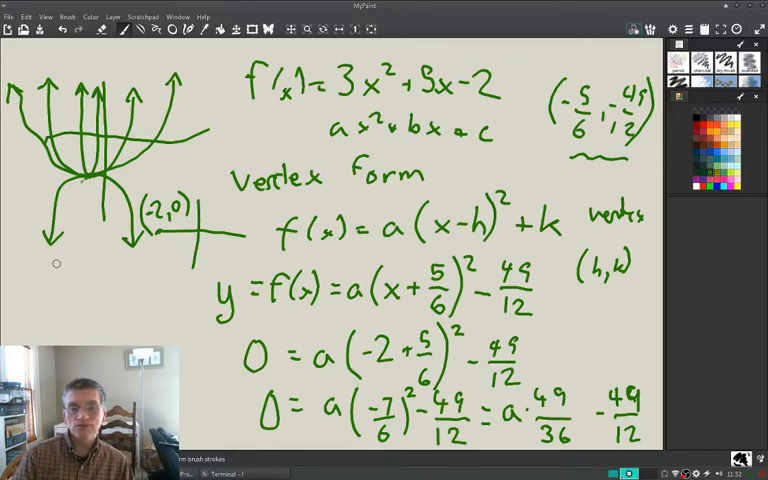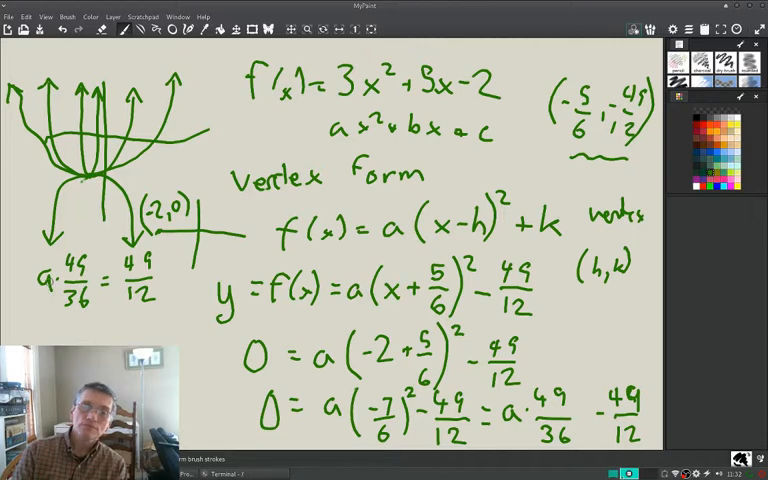I'm running out of room here. This all equals 0. I'm going to move that to the other side and then just wave my hand and say a times 49 over 36 equals 49 over 12. Let's see. These are the same. This is 3 times that. So if a was 3, this would work out. So a here equals 3.